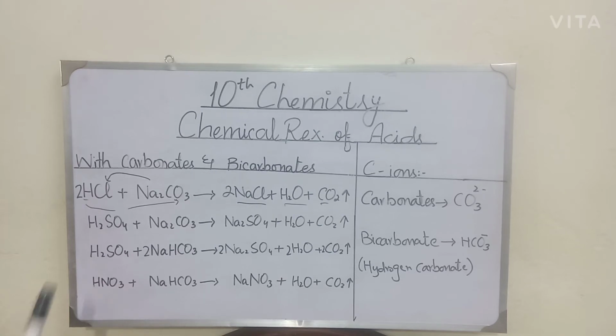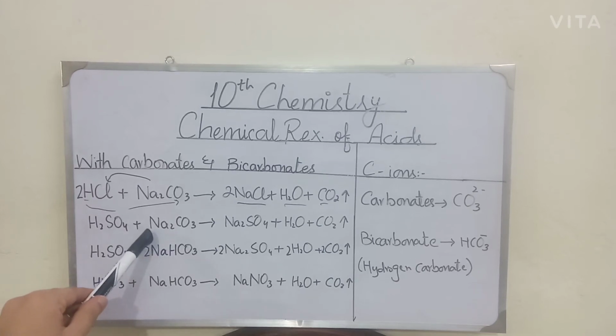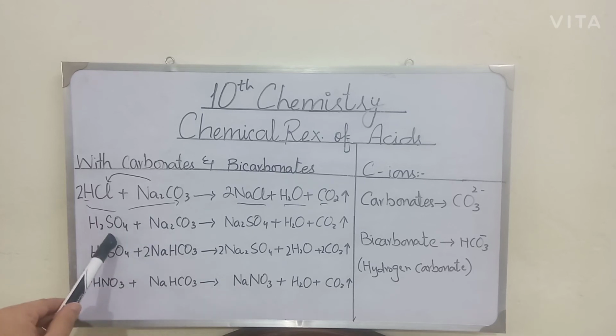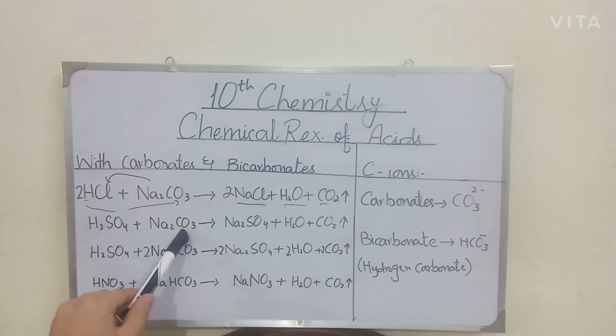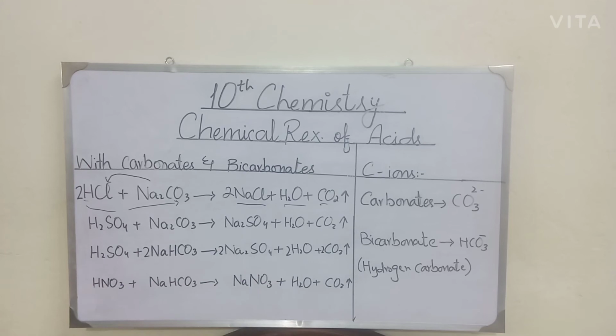In the second type of reaction, H2SO4, sulfuric acid reacts with the sodium carbonate and the same type of products are formed, like sodium metal basically reacts with the sulfate ion and they will produce sodium sulfate. Hydrogen reacts with the oxygen and it will produce water, and also carbon dioxide gas is released.